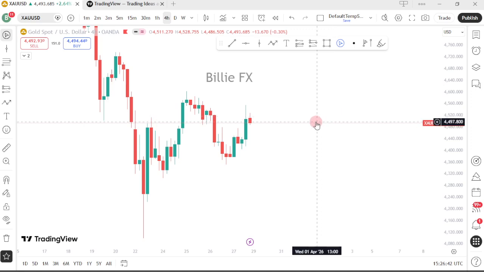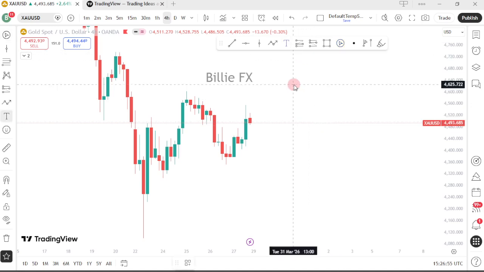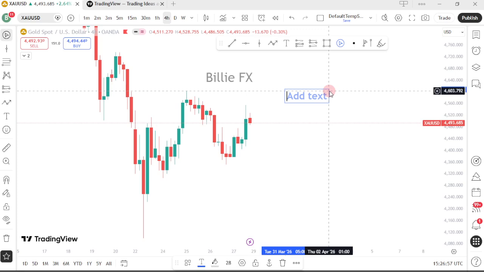Okay. Now, before I show you the example or we look at examples, I have to tell you that the market structure shift, if it is to be high probability, it must come after a liquidity sweep. I'm repeating that again. The market structure shift, if it is to be high probability, it must come after a liquidity sweep. Okay, so if I have to write that down for you, I will say the market structure shift, or you can say MSS.